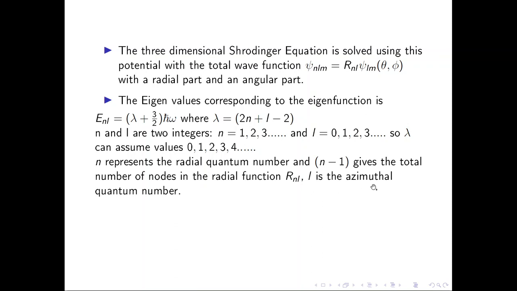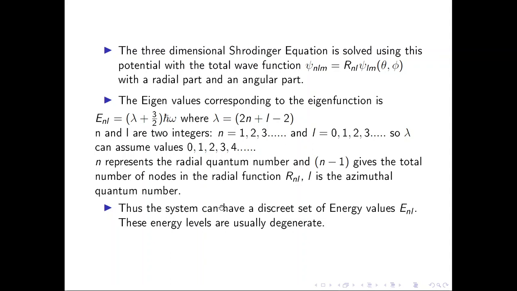And L is the azimuthal quantum number. Thus, the system can have a discrete set of energy values E_nL. These energy levels are usually degenerate, which means many sublevels will be there having the same energy eigenvalue.